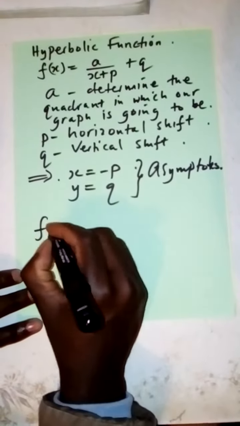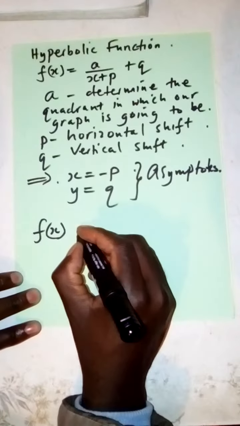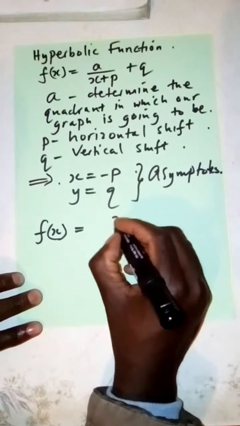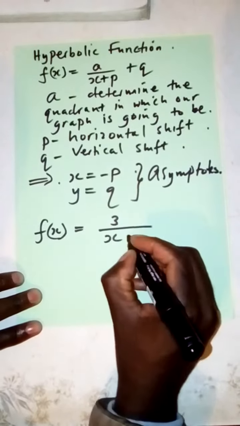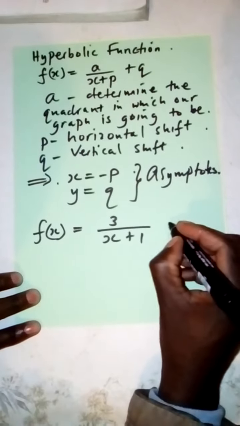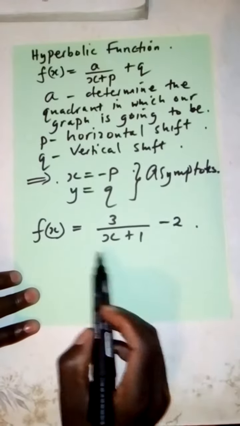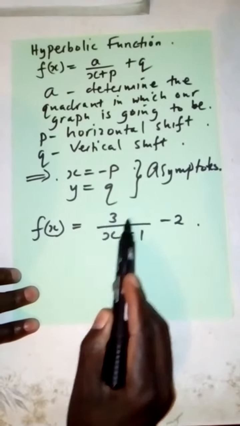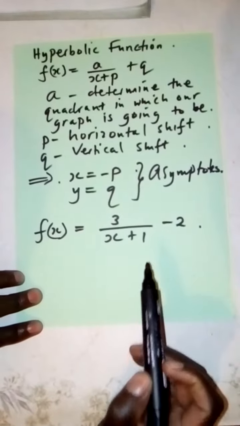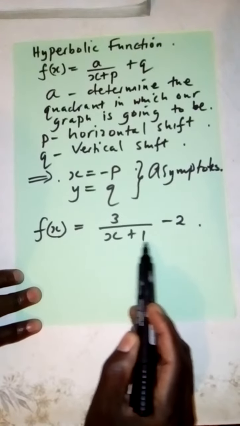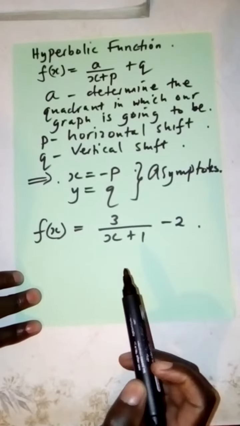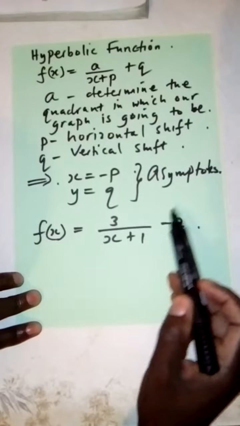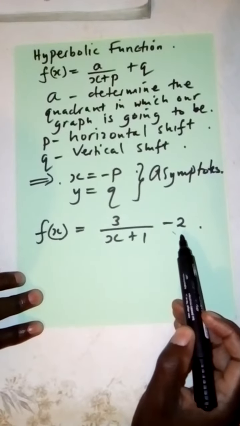Given the function f of x equal to 3 over x plus 1, minus 2. We can already see that this function is a hyperbolic function. We have the a value, which is positive. We have the horizontal shift, plus 1, as well as the vertical shift, the negative 2, right?